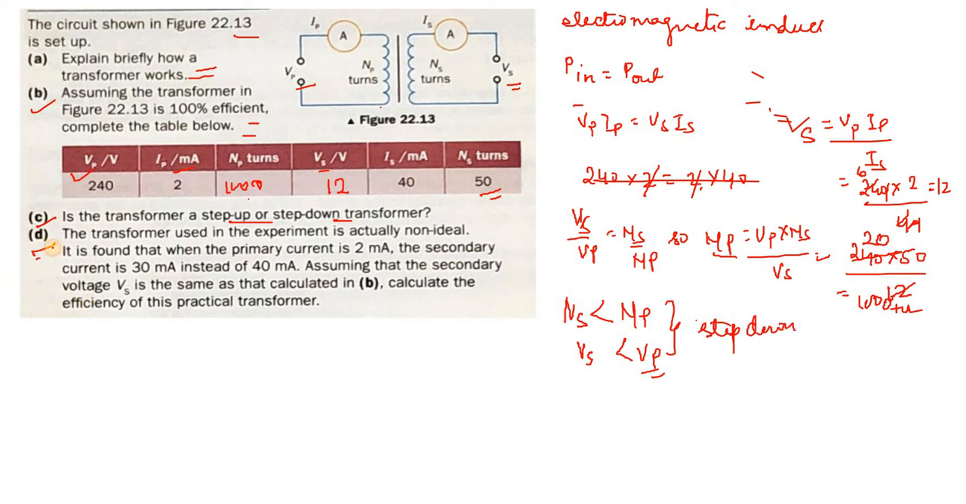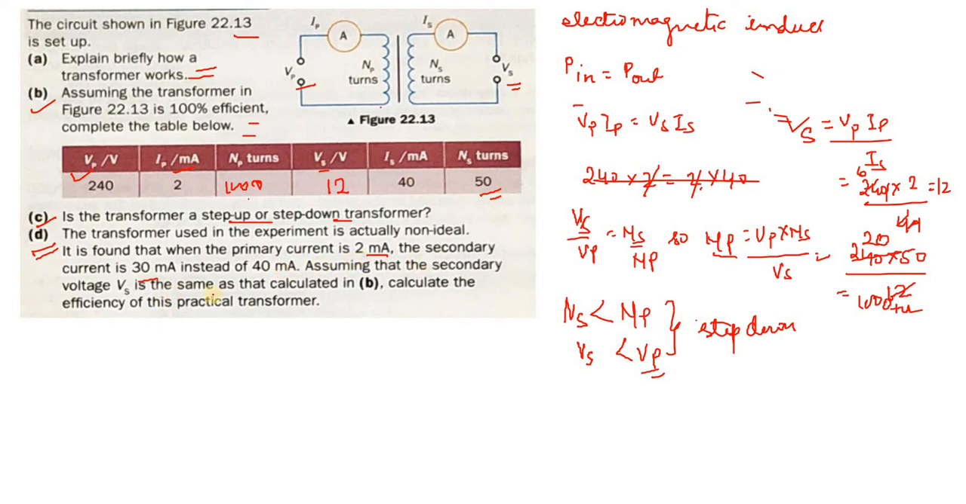Now can you try to solve question D? Please pause the video and try to solve this question and let me know how many of you got it correct. I hope you got the answer. So the transformer used in the experiment is actually non-ideal, obviously, because there will be some loss. It is found that when the primary current is 2 milliampere, the secondary current is 30 milliampere instead of the 40 milliampere.